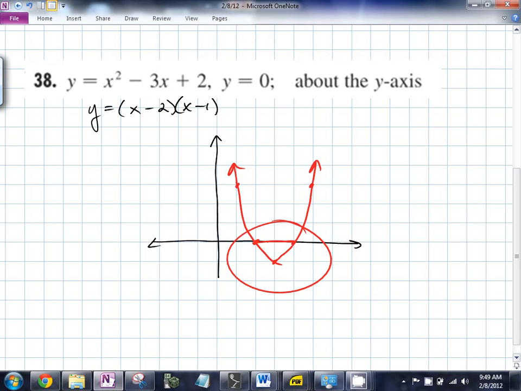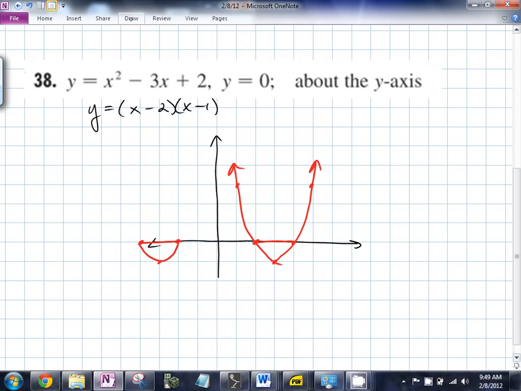And what are we rotating it around? This one's nice because it's pretty easy to draw the other piece of it, the mirror image, like this. What do you draw after you do that? Does it say which method you have to use? You can use either one. Which one do you want to use? Shells. Shells will be easier on this one.